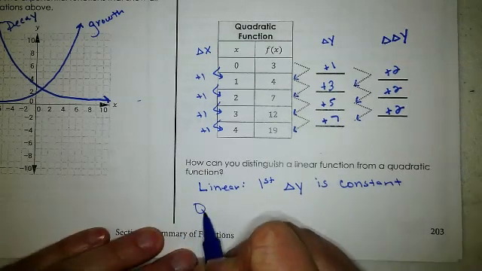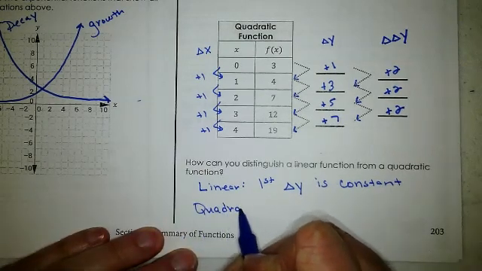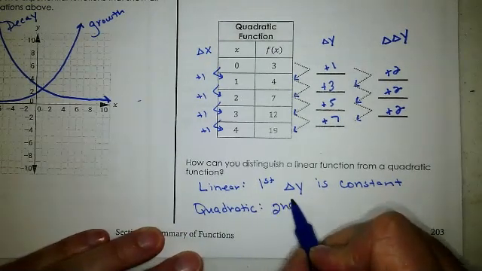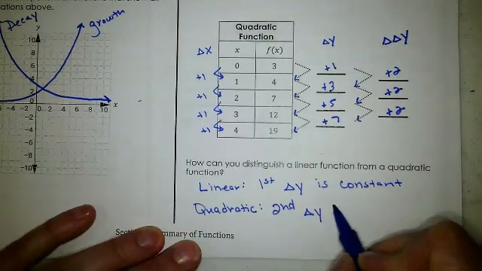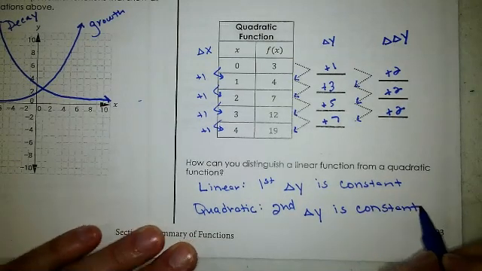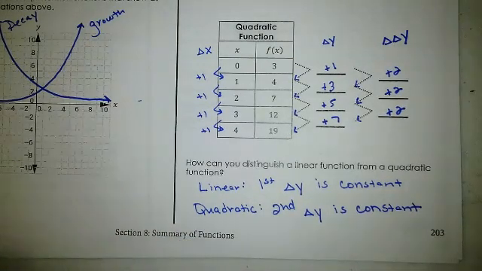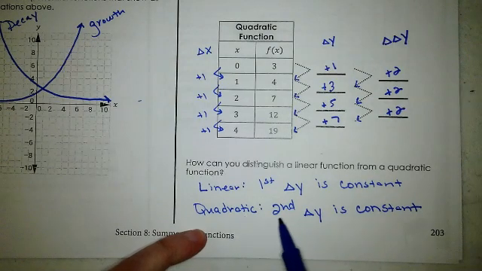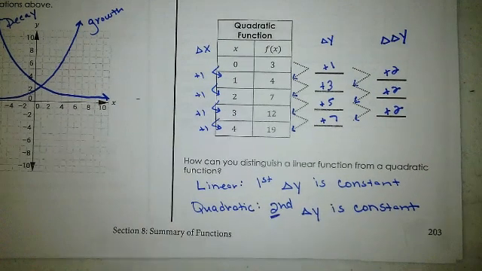For quadratic, the second change in y is constant. So the change of the change, or the difference of the difference. So the highest exponent in a quadratic is 2, which is why the second change is constant. The highest exponent in a linear is a 1, which is why the first change is considered constant.